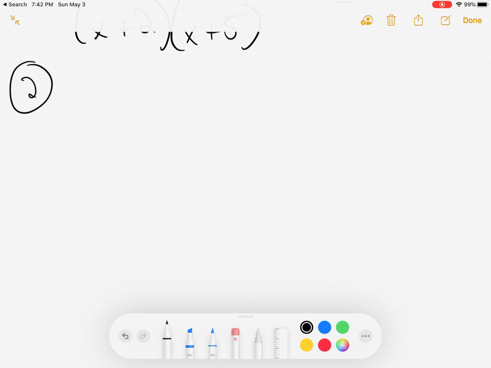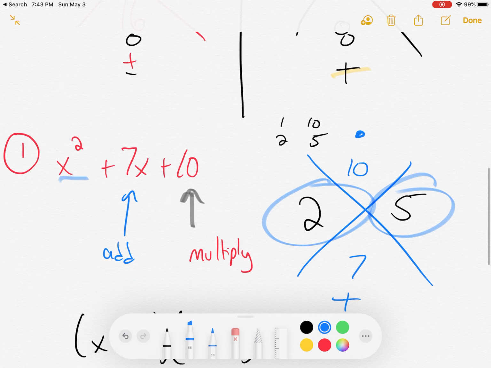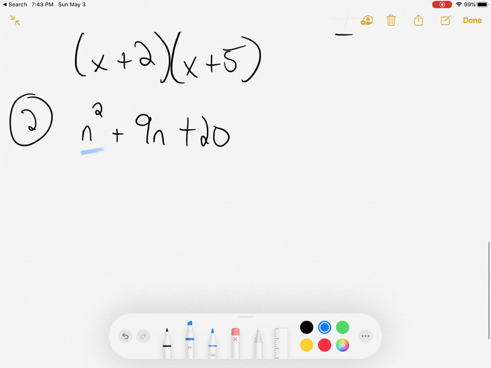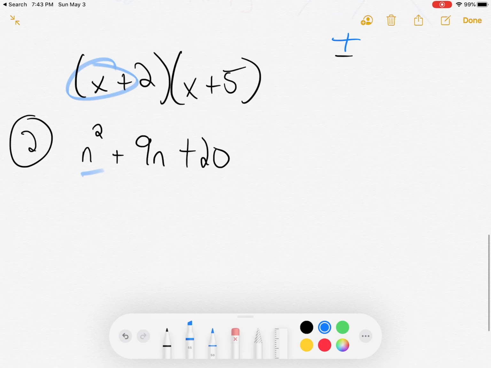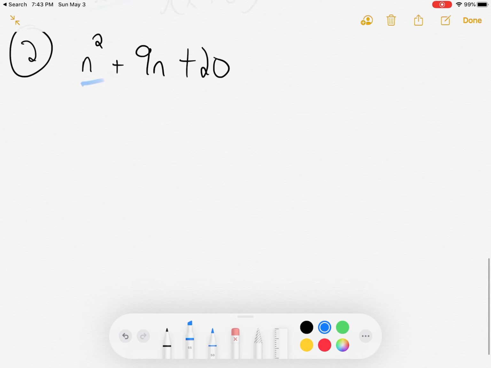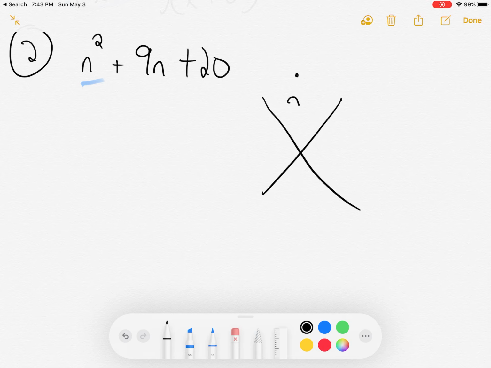Number 2 is, let's try n squared plus 9n plus 20. Now, one thing that's different here is I went from an x to an n. It doesn't matter what the letter is. So in my final answer, instead of having an x, I'll have an n right there. But again, we are looking for numbers that multiply to 20 and that add to 9.